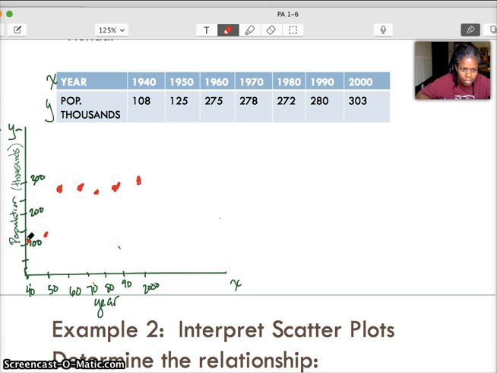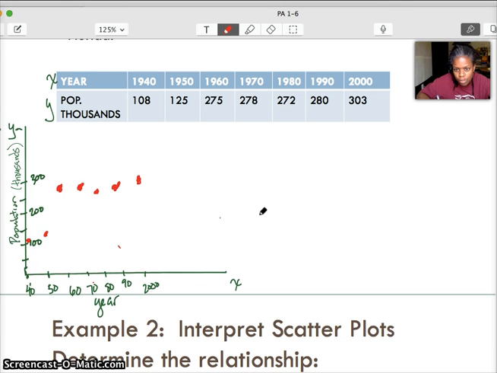So here, I know these points aren't that beautiful. Forgive me. Let's see if I can do better. There we go. Those look nicer. No, they don't. They look the same.